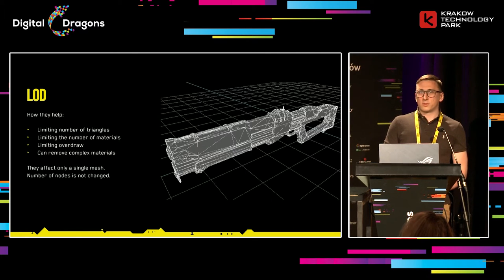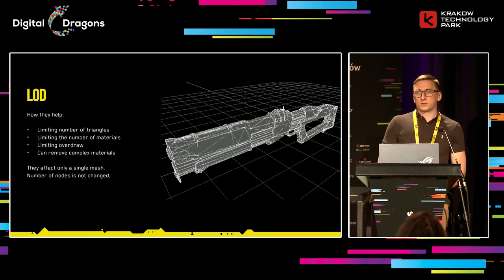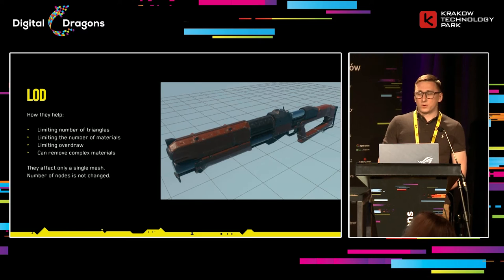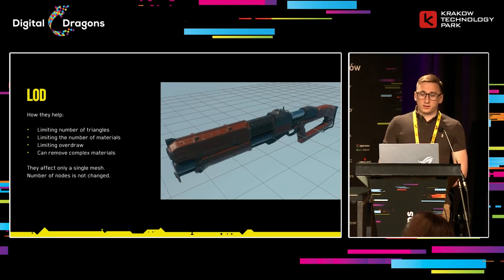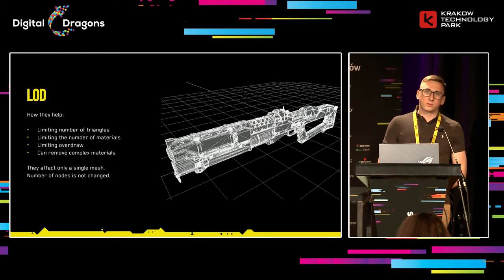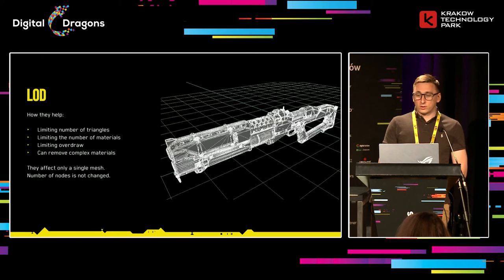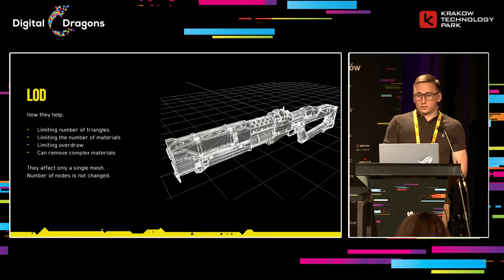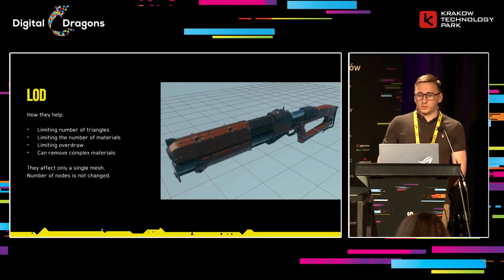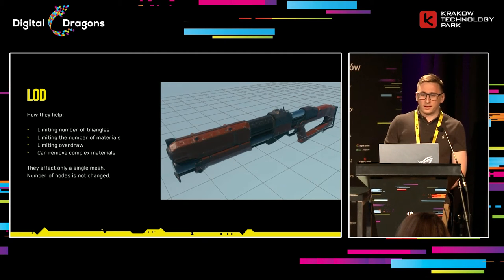It limits the number of polygons that the mesh has. It limits the problems with quad overdraw, as polygons are bigger and more properly shaped. And it can also limit issues with materials, as we could replace complex materials on LOD with something simpler, or we could just limit the number of materials, so limit the number of draw calls required to display it. When we are getting further away from the mesh, it gets replaced with the LOD version of it, as you can see here on the screen.